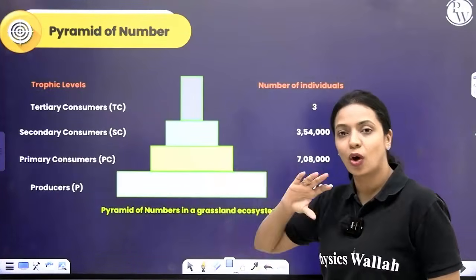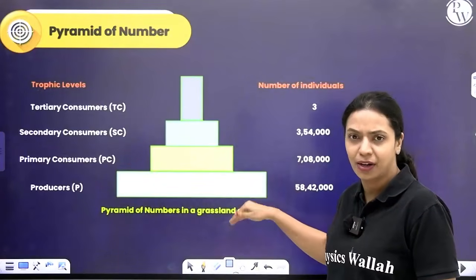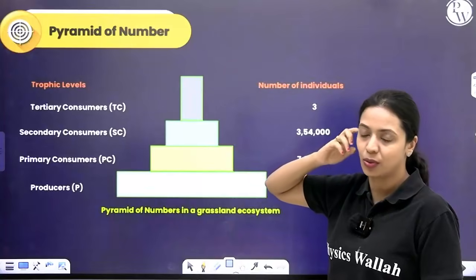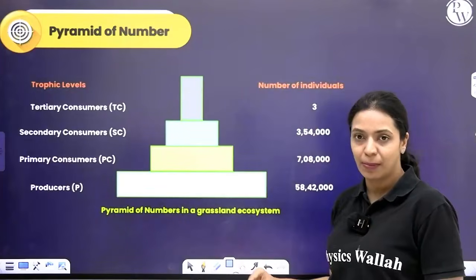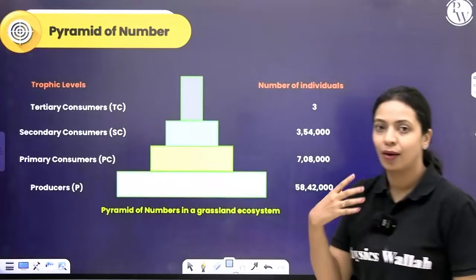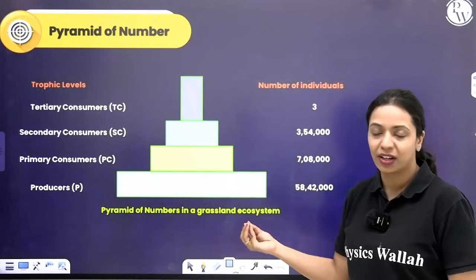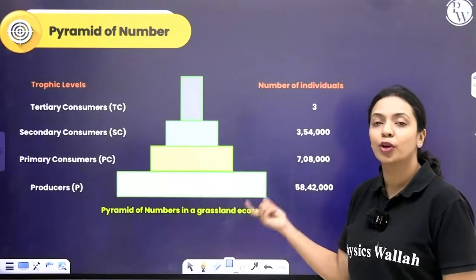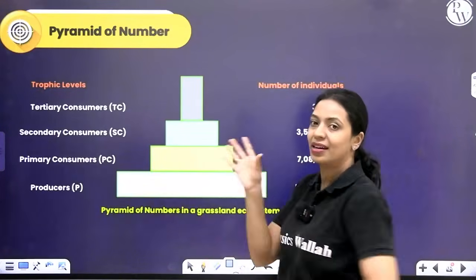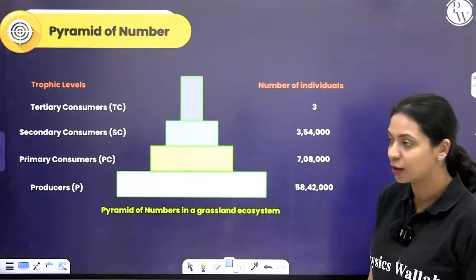By convention, in all pyramids, you will have at the base the producer, first trophic level, and then primary consumer, secondary consumer, tertiary consumer, and so on. Okay, so this is a pyramid of number. How wide a bar is will depend on the quantity or amount of the parameter we are considering. If the number of producers is more, the bar is going to be wide. If the number of producers is less, it's going to be narrower. Okay. So here is a pyramid of number in a grassland ecosystem.